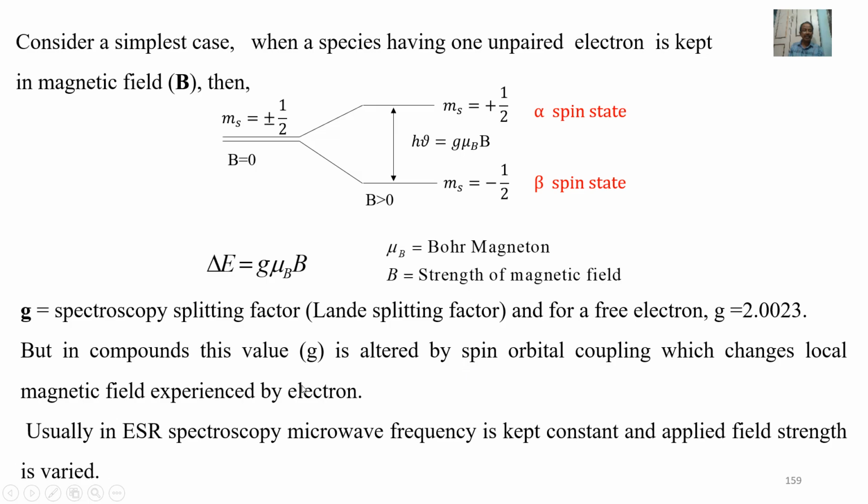Usually in ESR spectroscopy, the microwave frequency is kept constant and the applied field strength is varied, that is, B is varied.